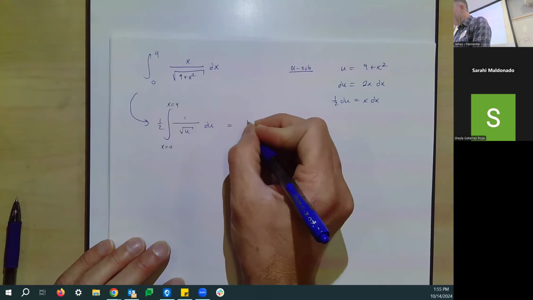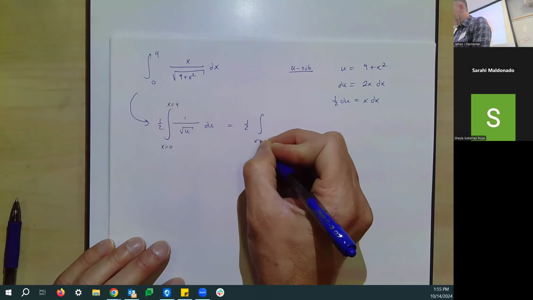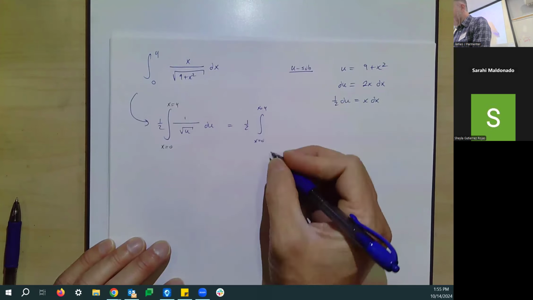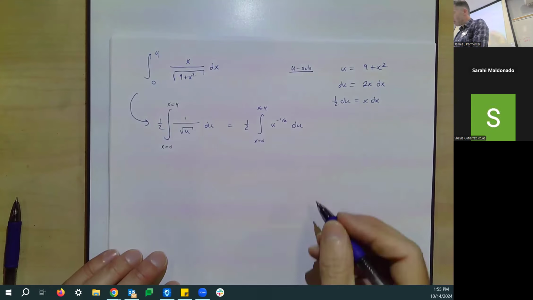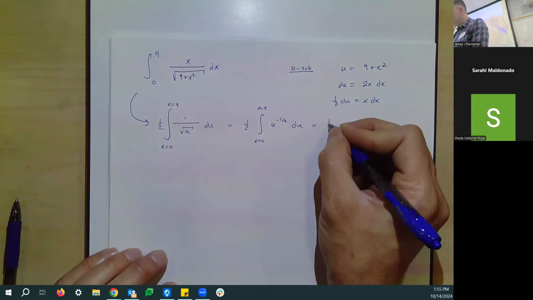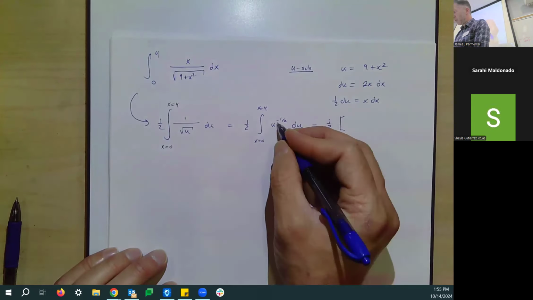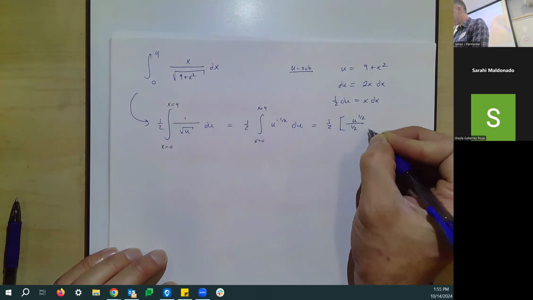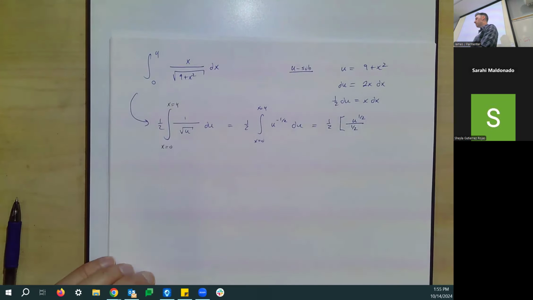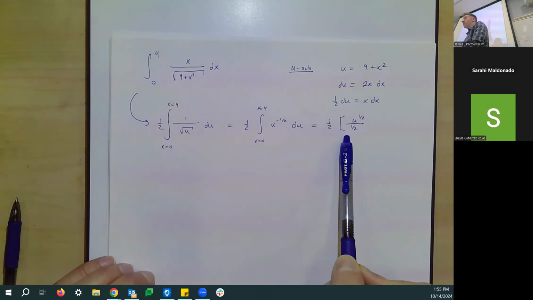That's going to be 1/2 the integral from x equals 0 to x equals 4. You do need to write the x equals every step, in my opinion. u to the negative 1/2 du. And then we antidifferentiate. We get 1/2. The antiderivative of u to the negative 1/2 is u to the positive 1/2 divided by positive 1/2. Normally I would say multiply by 2, but I'm just going to point out here that the 1/2 divided by the 1/2 is just 1.